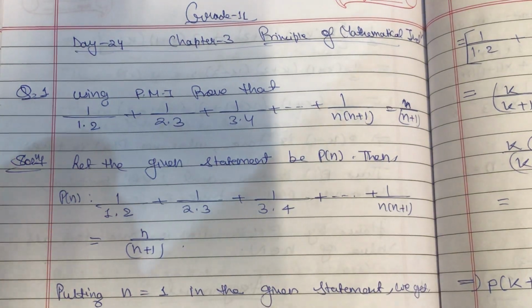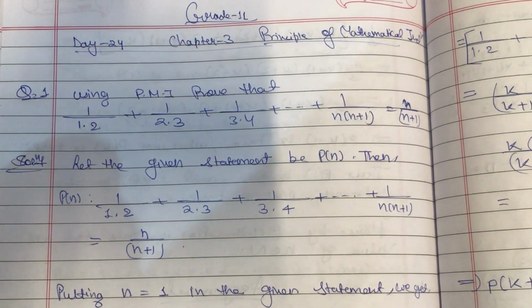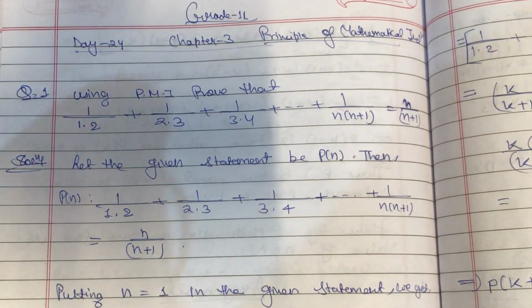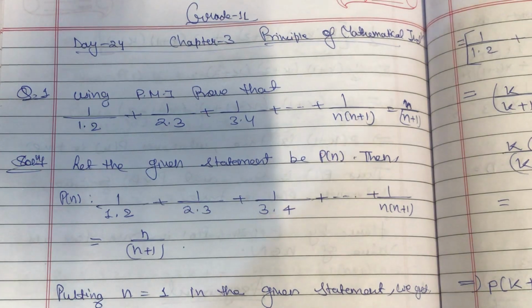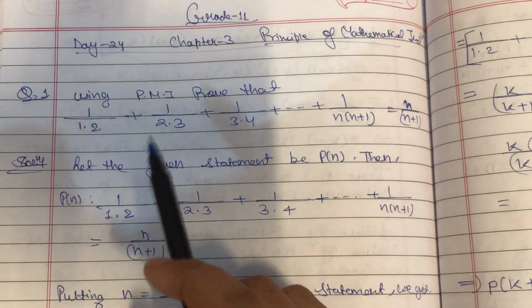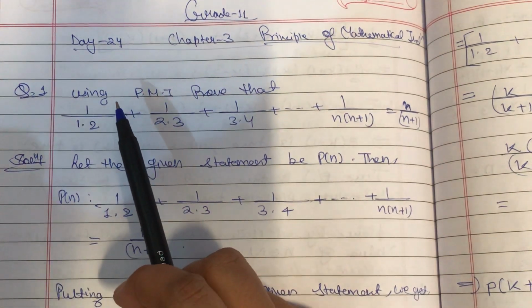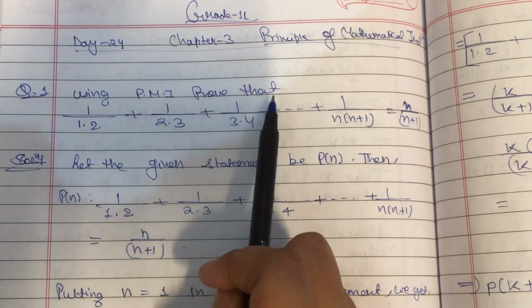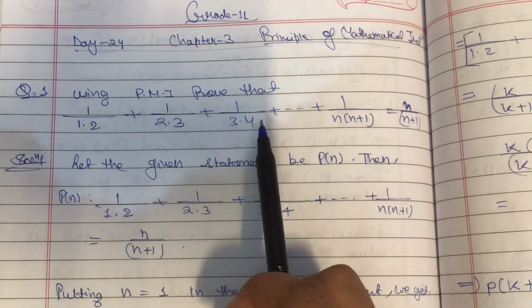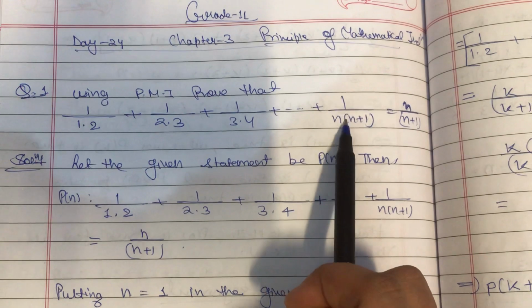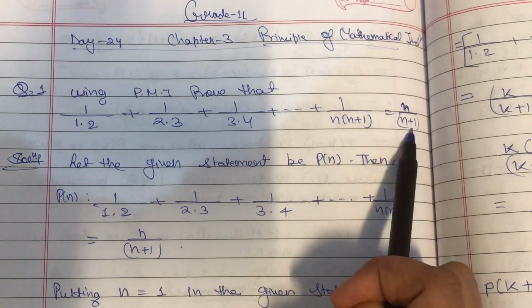Hello everyone, this video is for grade 11, day 24, chapter 3, and the topic is Principle of Mathematical Induction. So in this video we are going to solve a few questions based on PMI. As you can see, the first question states: using PMI prove that 1 by 1 into 2 plus 1 by 2 into 3 plus 1 by 3 into 4 plus ... plus 1 by n into n plus 1 equals n by n plus 1.